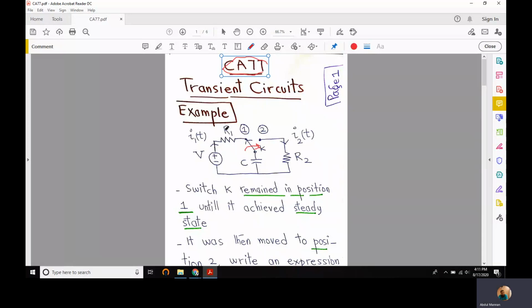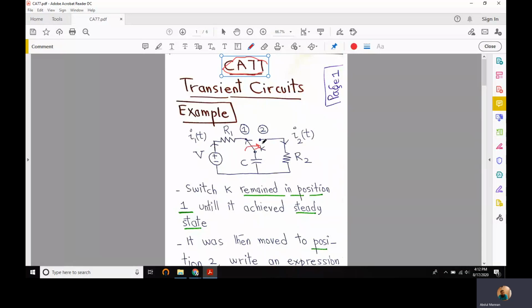Switch K remained in position 1 for a very long time until the circuit achieved steady state. We know that a capacitor is initially a short circuit for a suddenly applied DC input, but it gradually develops voltage drop across it and is finally charged at a voltage equal to the supply voltage. So if the switch K remained in position 1 for a very long time, this means it gave enough time for this capacitor to charge itself to a voltage V.